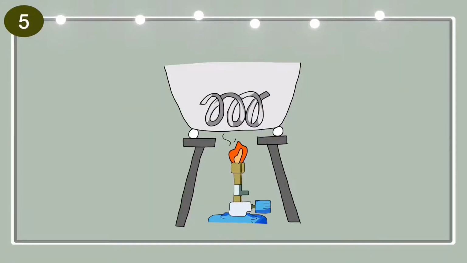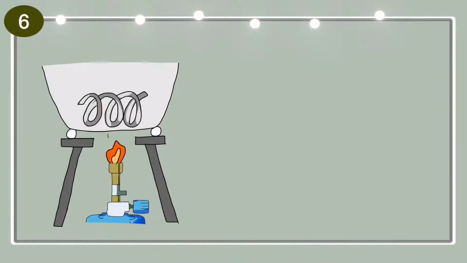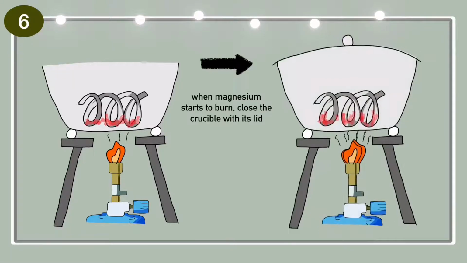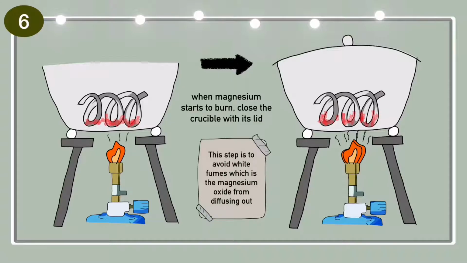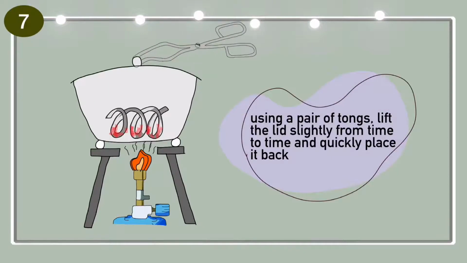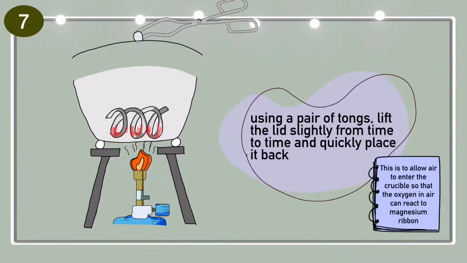First, heat the crucible without its lid. When magnesium ribbon starts to burn, close the crucible with its lid. This step is to avoid white fume, which is the magnesium oxide, from diffusing out. Using a pair of tongs, lift the lid slightly from time to time and quickly place it back. This is to allow air to enter the crucible so that the oxygen in air can react with the magnesium ribbon.